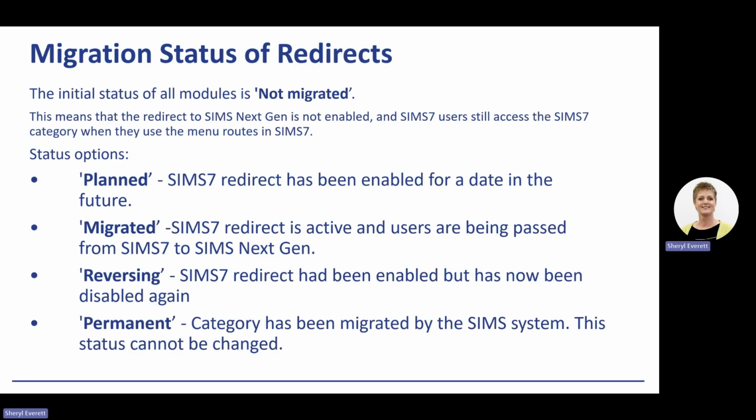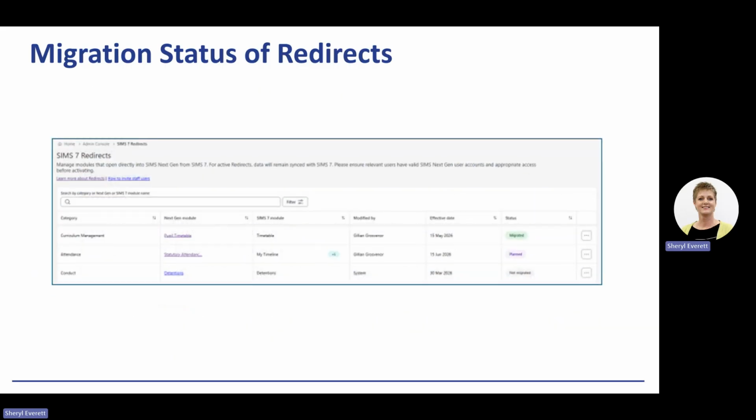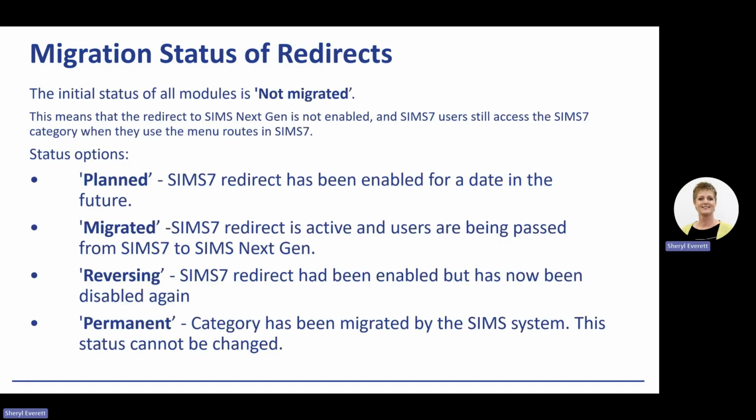So there are 4 different migration statuses of redirects. And you can see there that timeline pulls up. This is the screenshot of the SIMS Next Gen that I have. You can see there, we've got 4 stages. Planned, which has been enabled for a date in the future. Migrated, it's already active. Reversing, where it's been migrated by the system, but you have up until the permanent date to reverse that if your school's not ready. And then, of course, permanent, it has been migrated permanently and you can't change it. So that would be that stage 3 date.